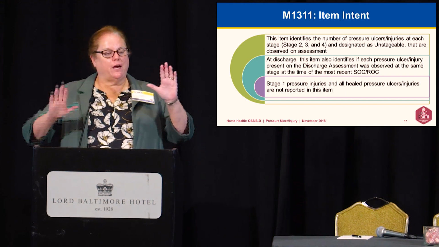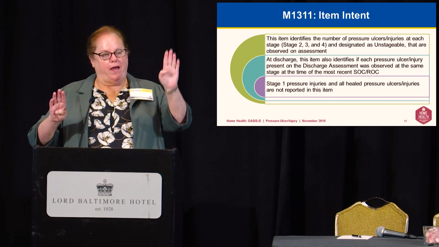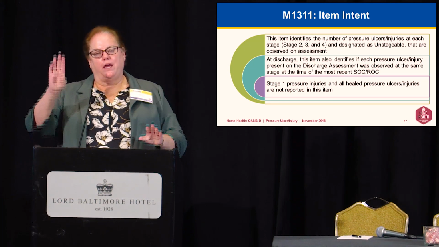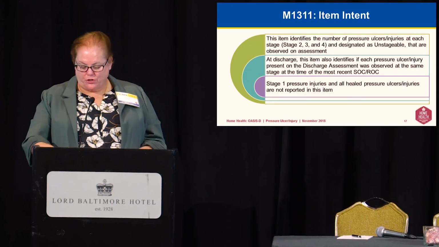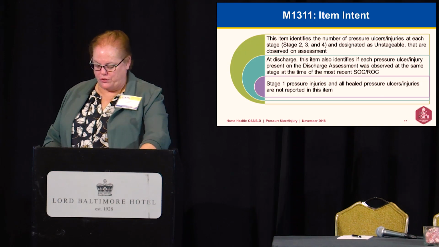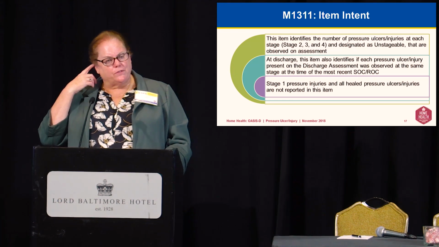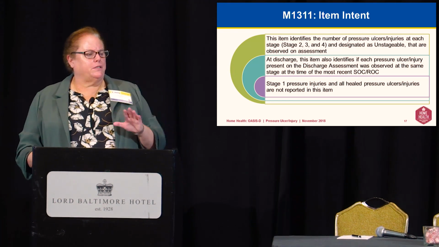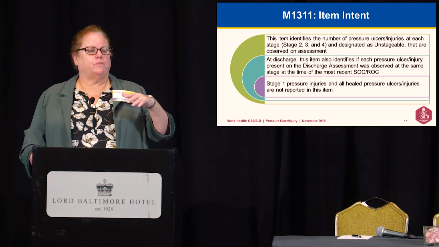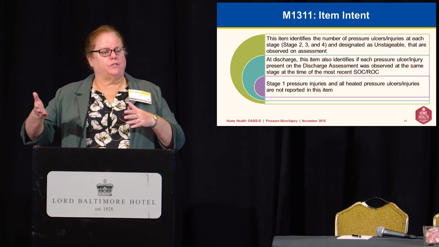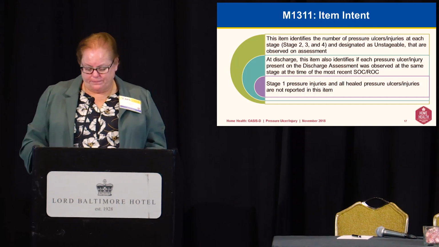So you have 2 time points, right, that you're looking at. Start of care or resumption of care. What did we have? What was the picture of the patient or the resident there? And then we have what does the patient look like at discharge related to their pressure ulcers. Stage 1 pressure injuries and all healed pressure ulcers or injuries are not reported in this item. And I don't know that we have an example of this, but for example, if someone developed, let's say, a stage 2 pressure ulcer during service, it wasn't there on the start or resumption of care, and then it heals before discharge, you're still going to treat it and do all of those things. We're not going to report it on here. It's not going to show up.